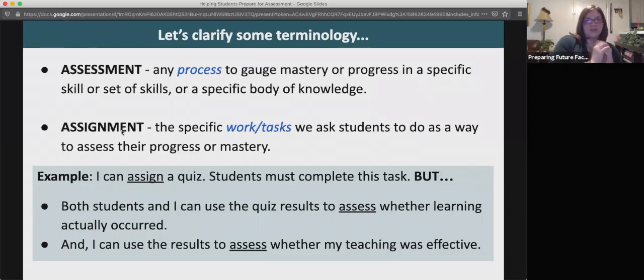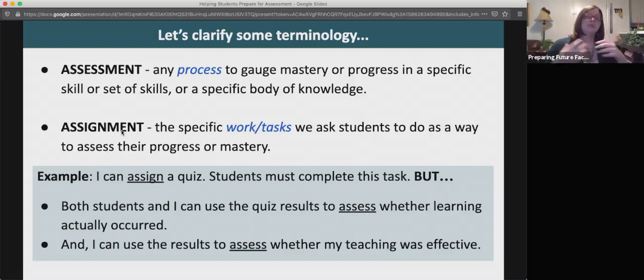So when we talk about an assessment, we are talking about the process that we use to gauge a student's mastery or progress within a specific set of skills or a body of knowledge. When we talk about an assignment, we are talking about the specific work or task that students do as a way to assess their progress or mastery. Let me give you an example to clarify that.